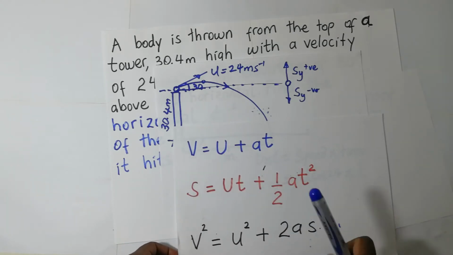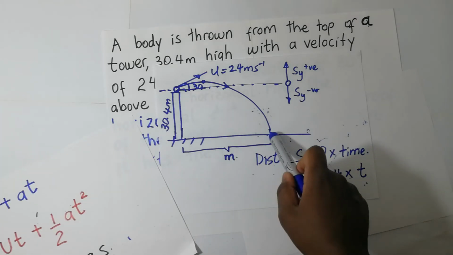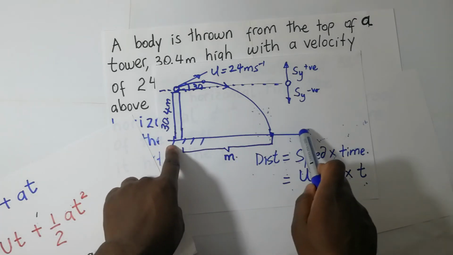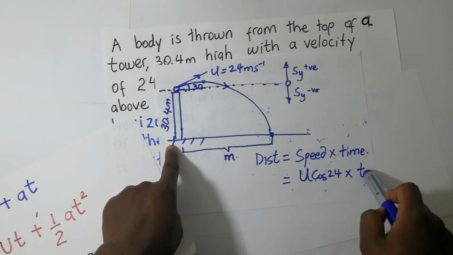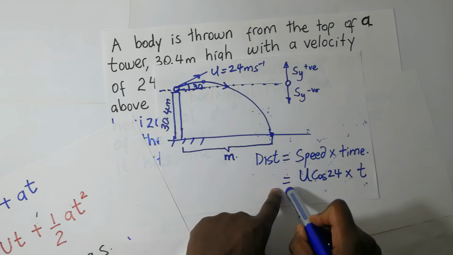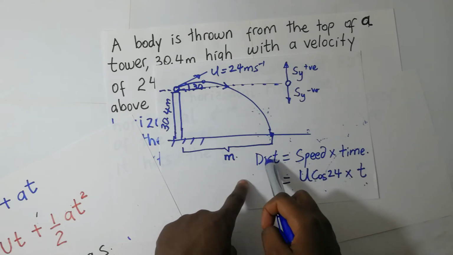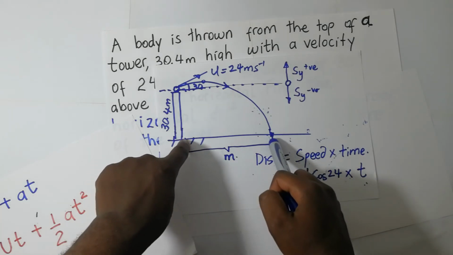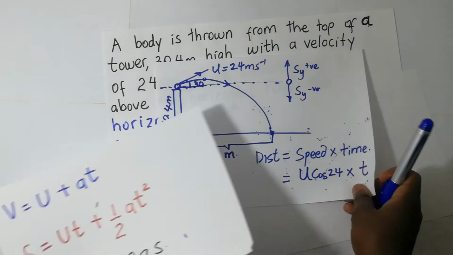Two values of t, and we shall choose one of them that applies to when the particle drops at this level. So let's first find the value of t. When we get the value of t, then we shall come back and plug it in here, and then we shall go ahead and get the distance, this value of m. So let's get to it.